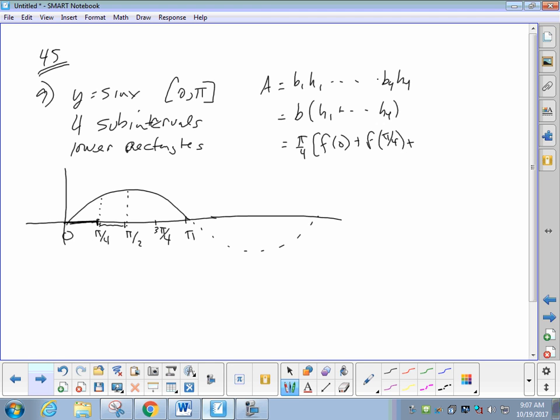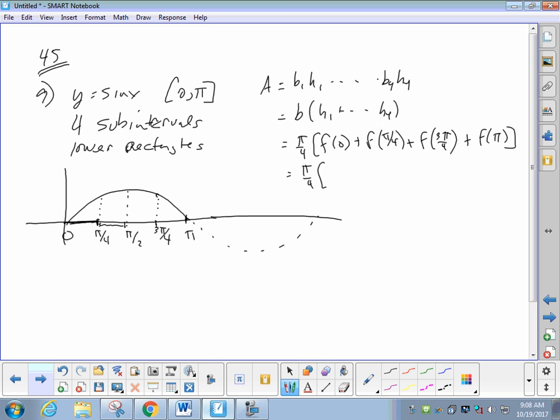In the next subinterval, it's starting to decrease now. And so now we're not going to use the left point anymore. Now we're going to use the lowest point, and it'll be on the right. So it'll be at 3 pi over 4. And in the last subinterval, the lowest point is f at pi. So your final answer should be pi over 4 times the sum of these values.